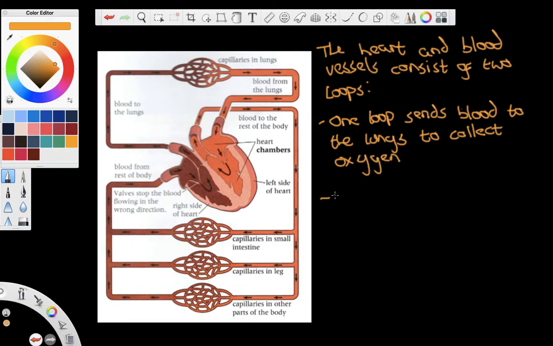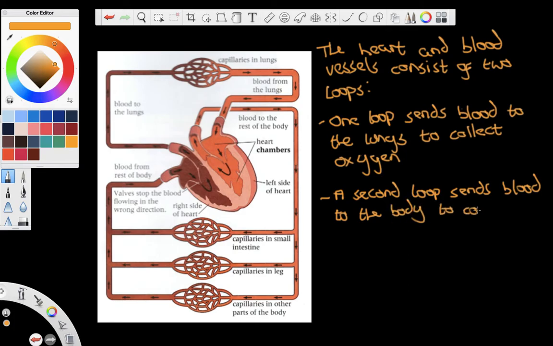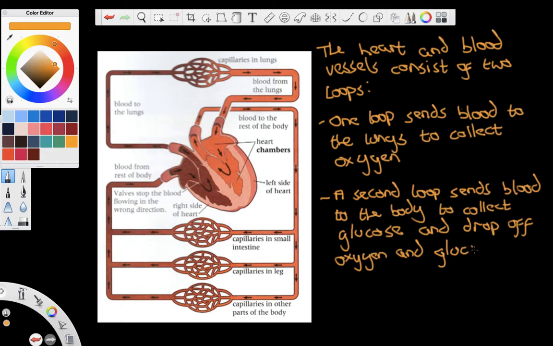And we can say that a second loop sends blood to the body to collect glucose and drop off oxygen and glucose for cells to use in respiration.